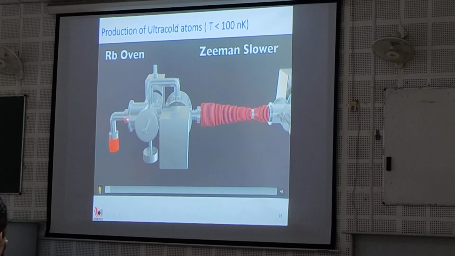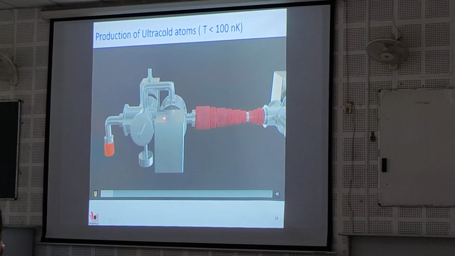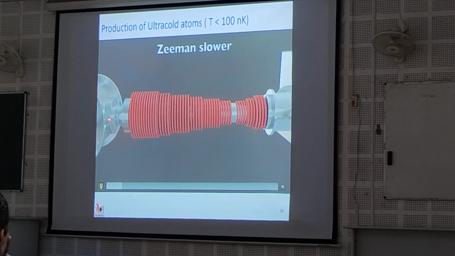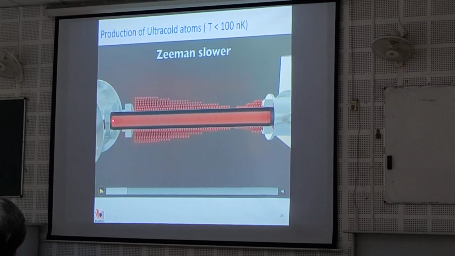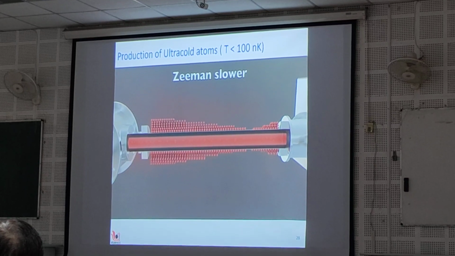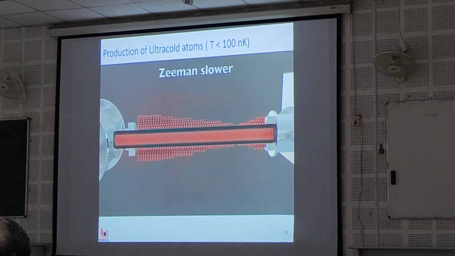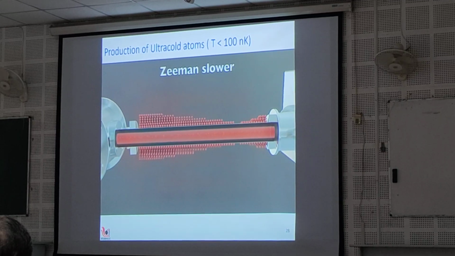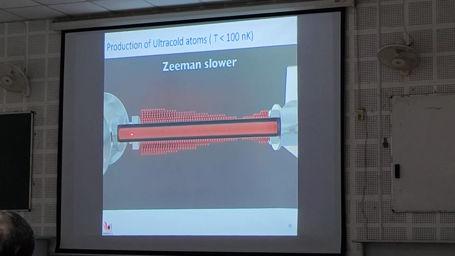And the stream of atoms initially is at about 400 meters per second. The atomic velocity is about 400 meters per second here, which is very fast. We cannot capture them in the 6 laser beams. So there is a counter-propagating laser beam which slows these atoms down from several hundred meters per second down to 20 meters per second approximately.